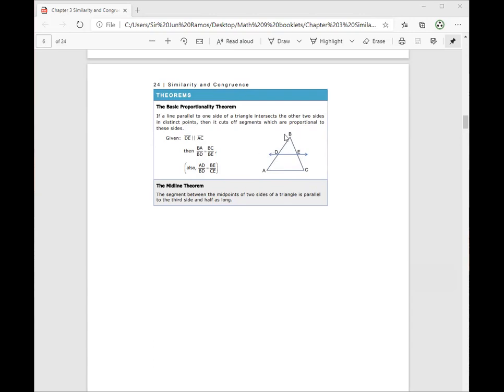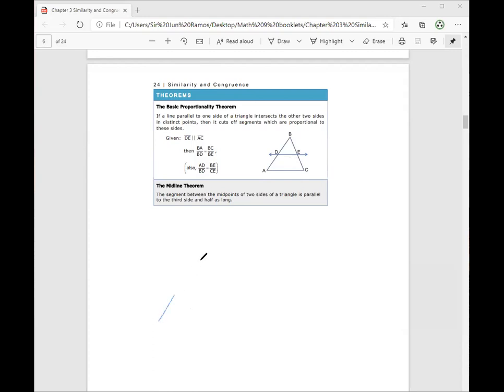So in here we have side BA is to side BD as side BC is to side BE. Also, we can say AD is to BD as what? CE is to EB. In fact, we can also say here that AC is to DE. Okay, let's try explaining that in another form.